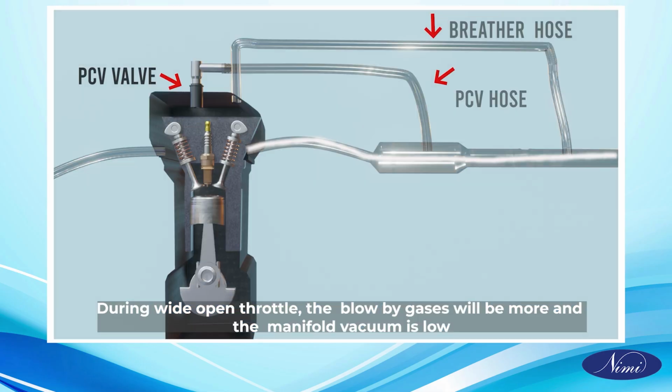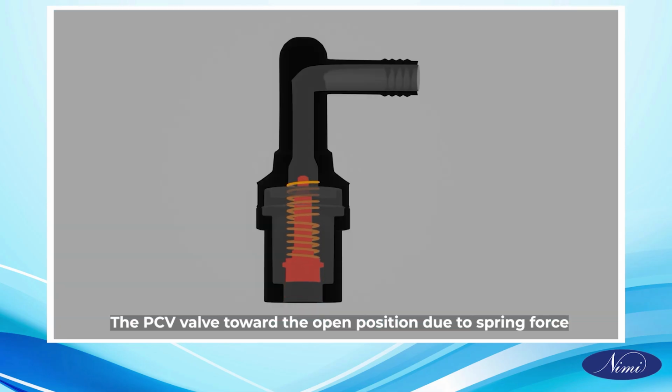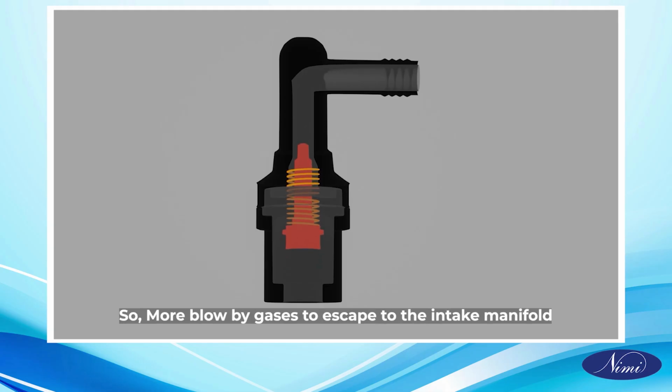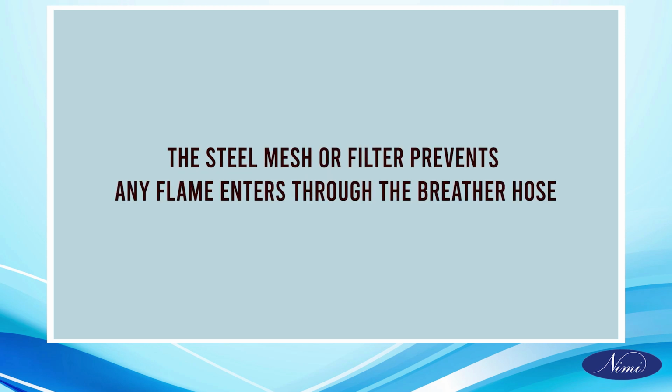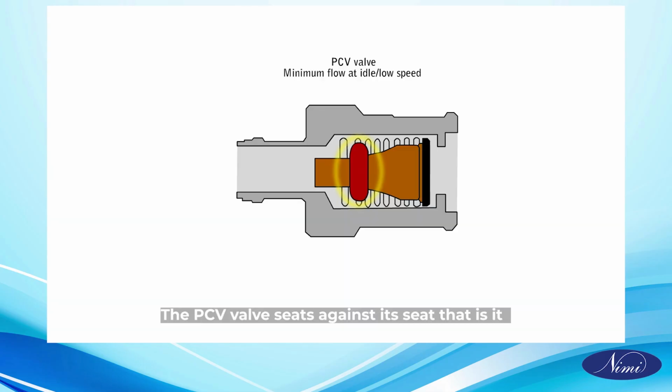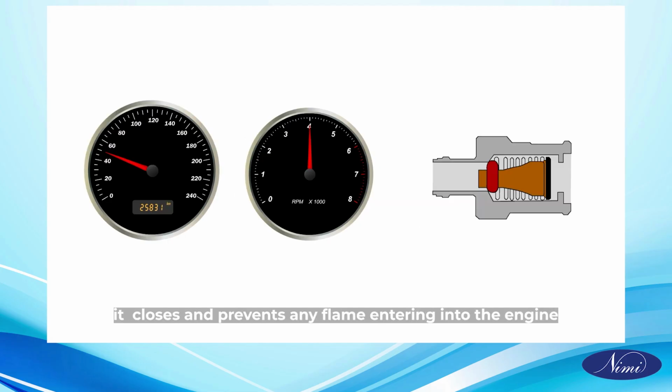During wide open throttle, the blow-by gases will be more and the manifold vacuum is low. The PCV valve moves toward the open position due to spring force, so more blow-by gases escape to the intake manifold. Suppose the engine backfires into the intake manifold: the steel mesh or filter prevents any flame from entering through the breather hose. The PCV valve seats against its seat, that is, it closes and prevents any flame from entering the engine.